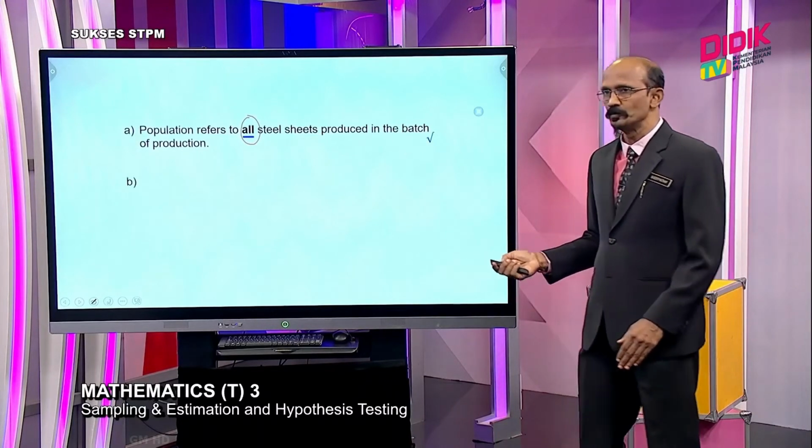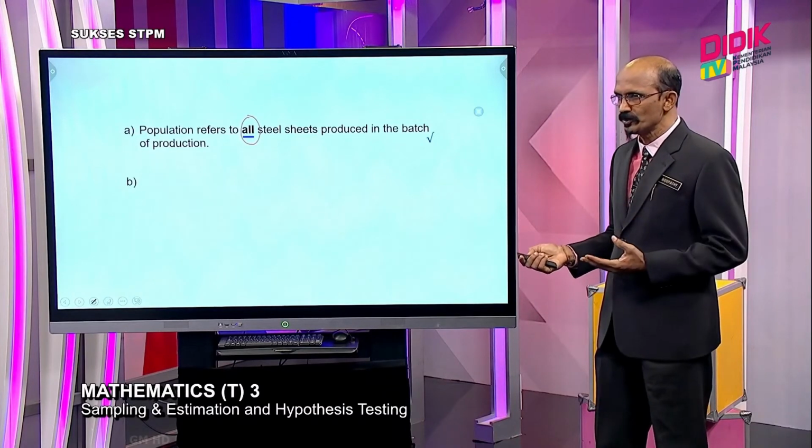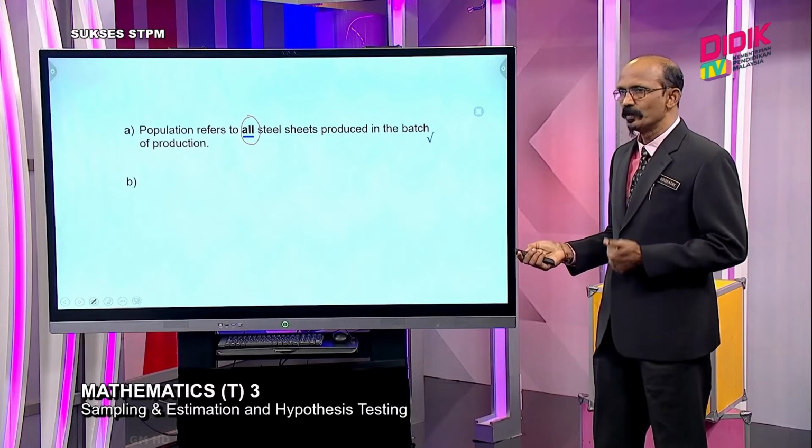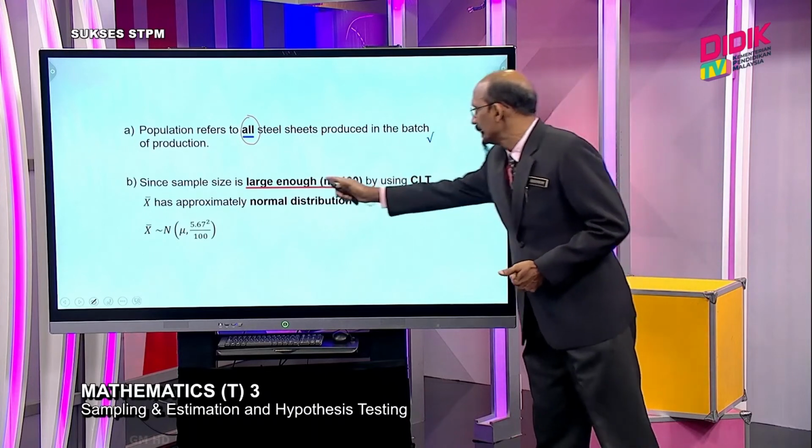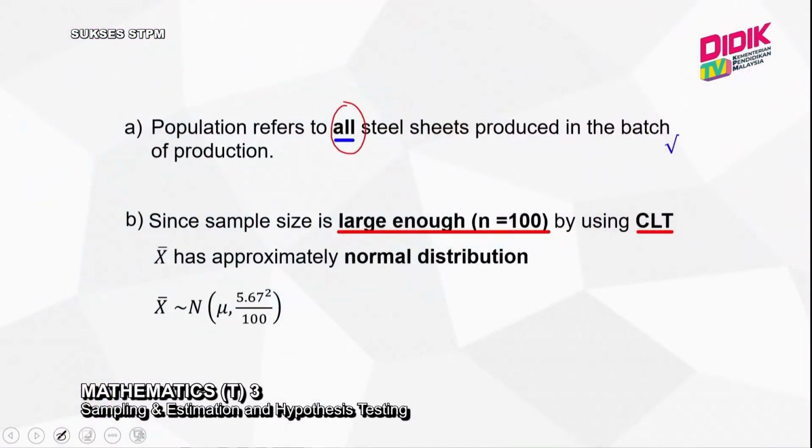Next, they ask you to give the distribution. In order to get the distribution, you must do 3 things. First, you have to state the conditions. The sample size is large enough; here the sample size is 100, by using CLT, which stands for central limit theorem. So this is your condition. Then we determine the distribution: here it is a normal distribution, so X bar follows a normal distribution. Then we have to state the parameters. So what are the parameters?